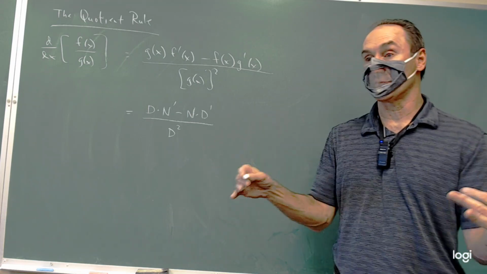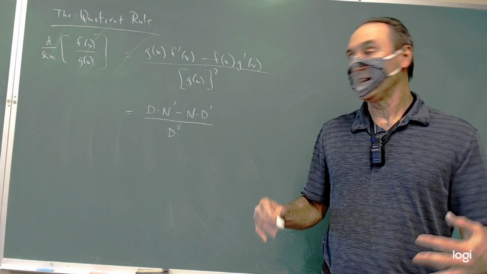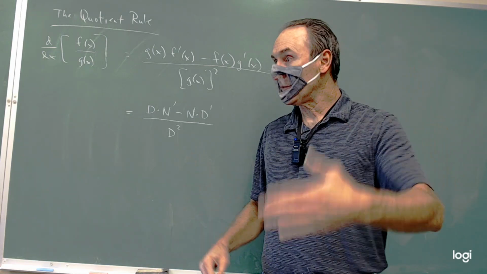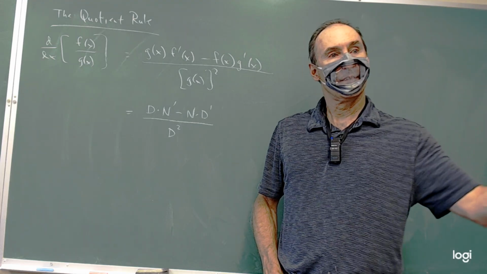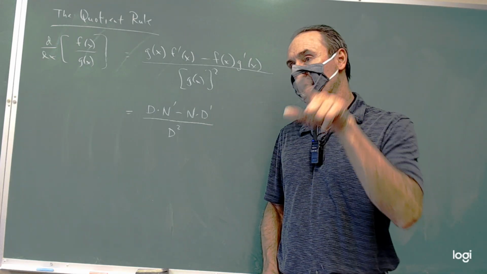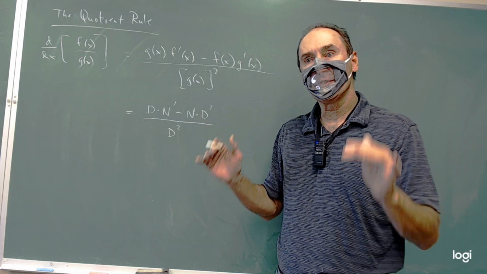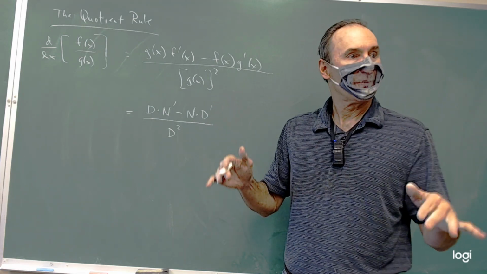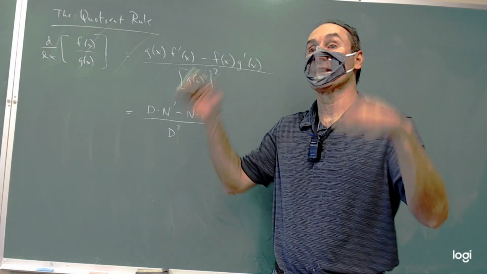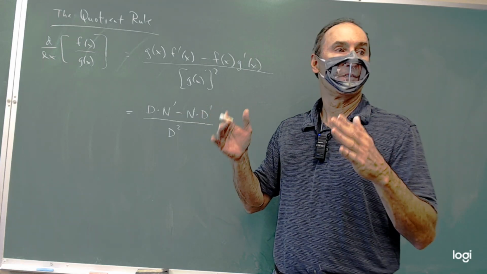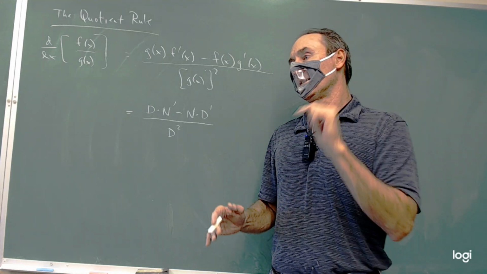Are we ready for the quotient rule? Correct answer is yes. Okay, so it is going to be the denominator times the derivative of the numerator minus the numerator times the derivative of the denominator all over the denominator squared. The quotient rule is the denominator times the derivative of the numerator minus the numerator times the derivative of the denominator all over the denominator squared.